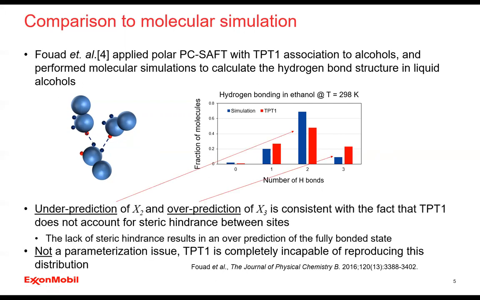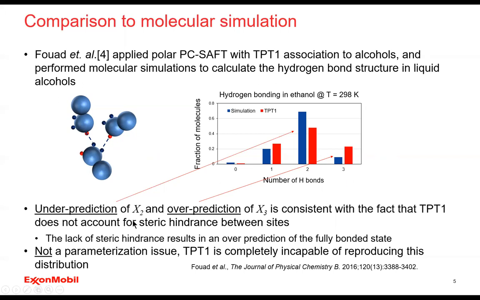What you can see is that the fraction of molecules which are bonded twice is substantially underpredicted by the theory, and then the fraction of molecules bonded 3 times is substantially overpredicted. So fraction bonded twice underpredicted, fraction bonded 3 times overpredicted. And this is consistent with the fact that TPT1 does not account for steric hindrance between sites, because if the sites are not sterically hindered, it would be easier for the molecule to become fully bonded.